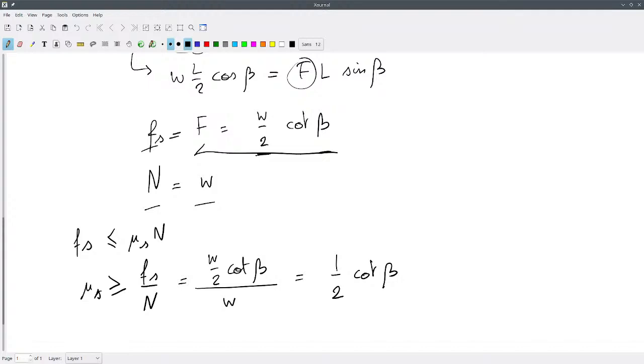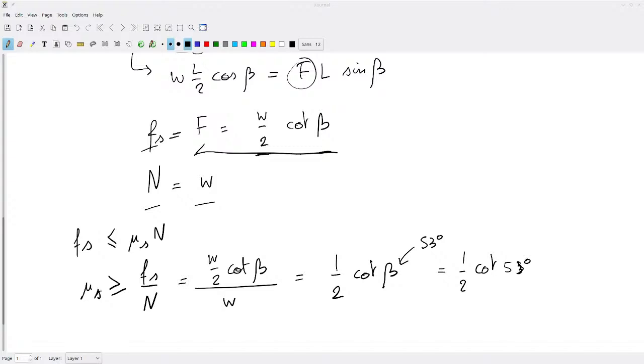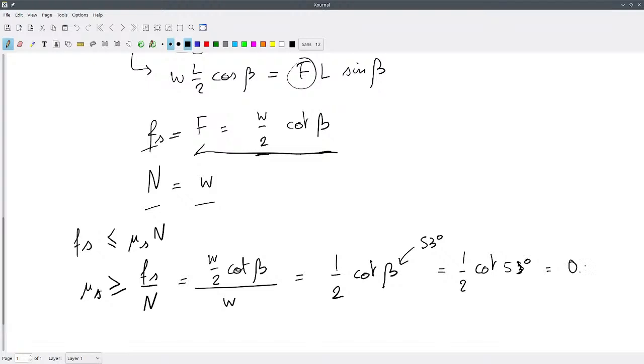And obviously this is just math. Obviously we would fill in the numbers. So that means that in this case, if that's 53 degrees, this must be at least 1/2 times the cotangent of 53 degrees. I'm clearly not doing very well here today. Yes, okay, 53 degrees. And if we plug in those numbers, calculate what the actual magnitude is of the mu s, we would find that mu s has to be greater than 0.377. If you just plug in the cotangent of that number.